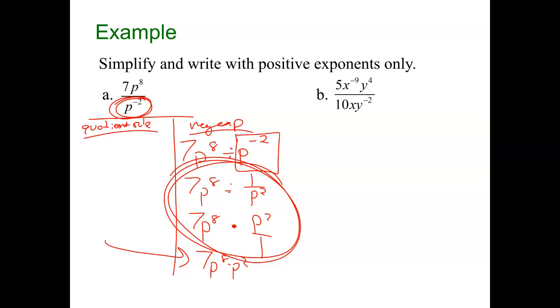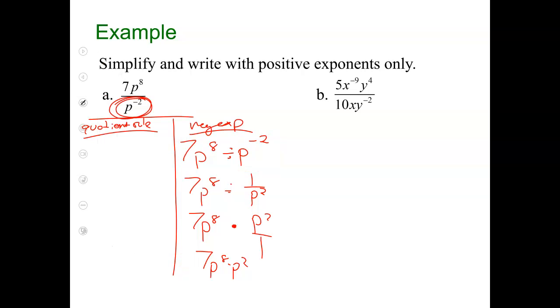So using my negative exponent rule to clean this up, it's just taking this exponent, moving it up here, and writing it as 7p to the 8th times p squared. And now I can use my product rule, which says I do what? So I end up with 7p to the 10th. Okay? So using my negative exponent rule, I get 7p to the 10th.